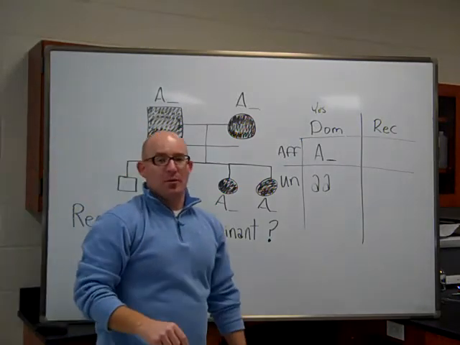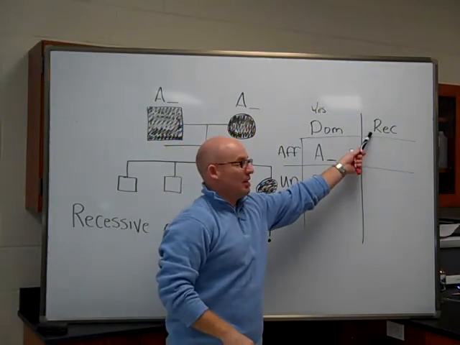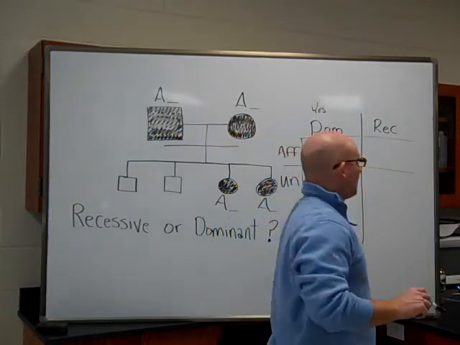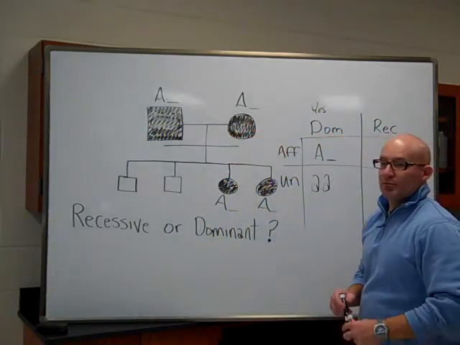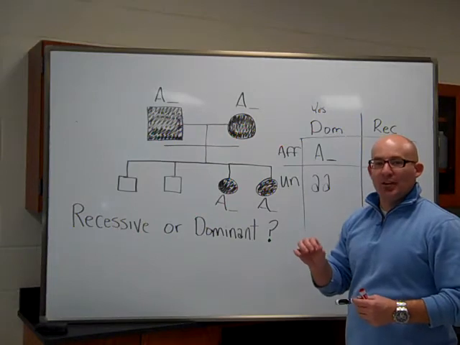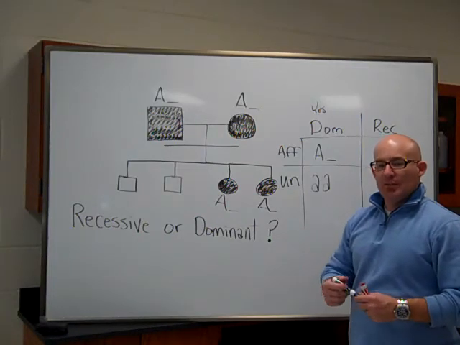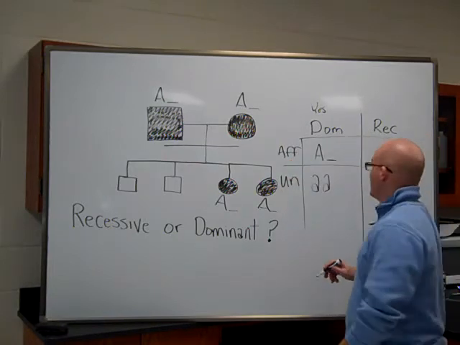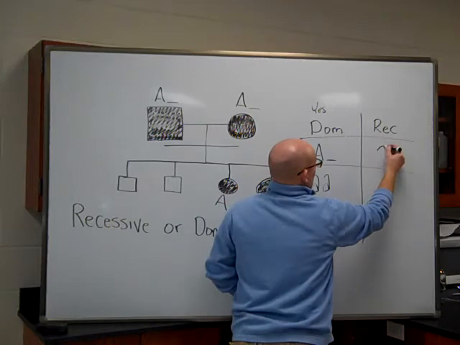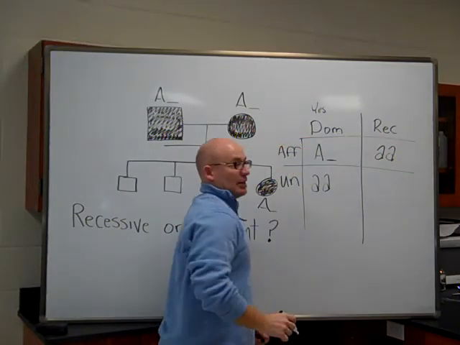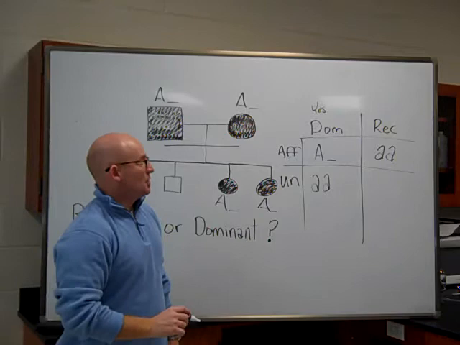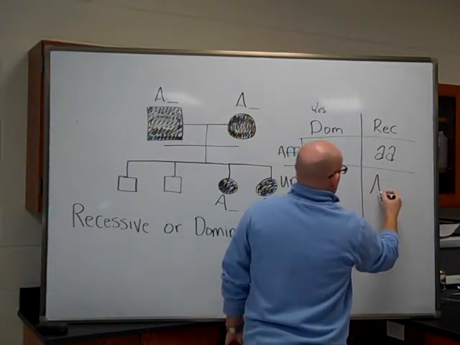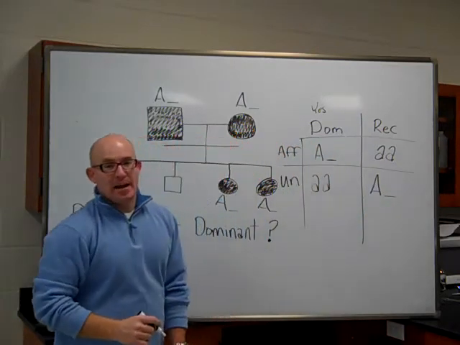Okay, let's do another one. Let's check and see if it can be recessive. If it can be recessive, there are genotypes that the parents or the offspring must be. If they are affected and it's a recessive trait, they must be little a, little a. If it's a recessive trait and they are unaffected, they must be at least one big A.